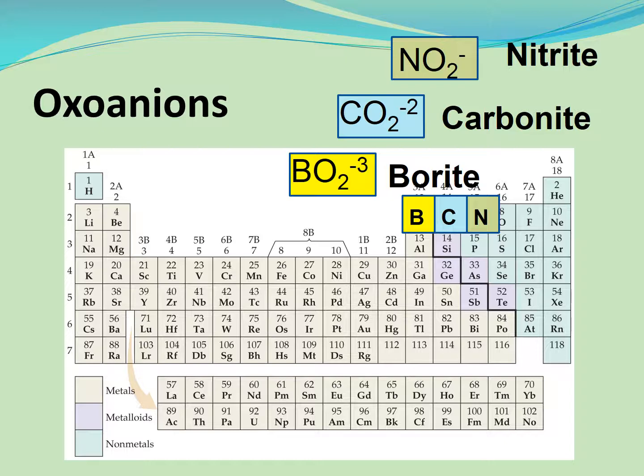If I now remove one oxygen atom from each of these anions, I've got borite, carbonite, and nitrite. Nitrite exists, but borite and carbonite don't exist. Those are unstable, and we don't see those at all.